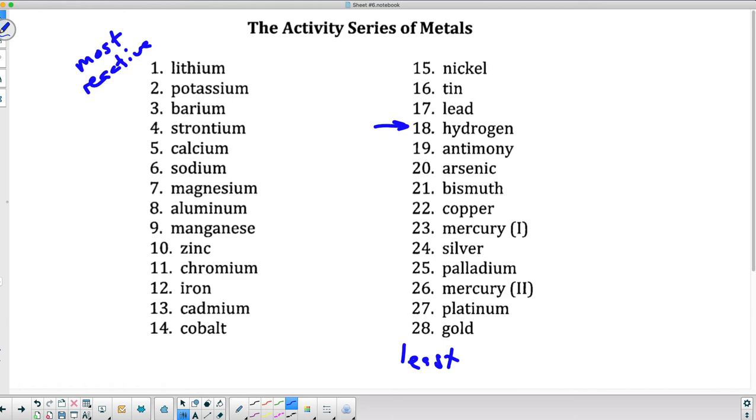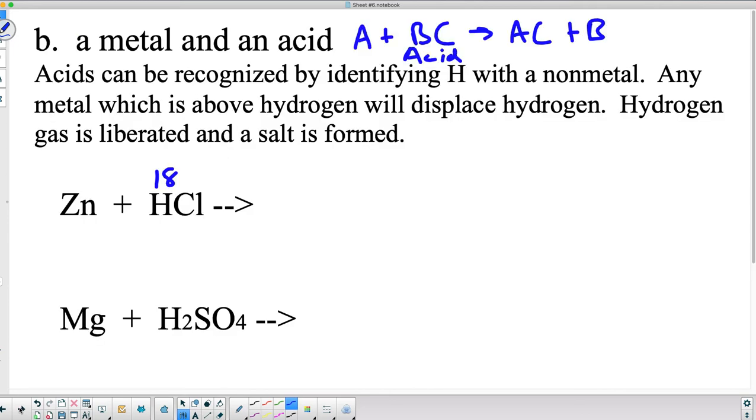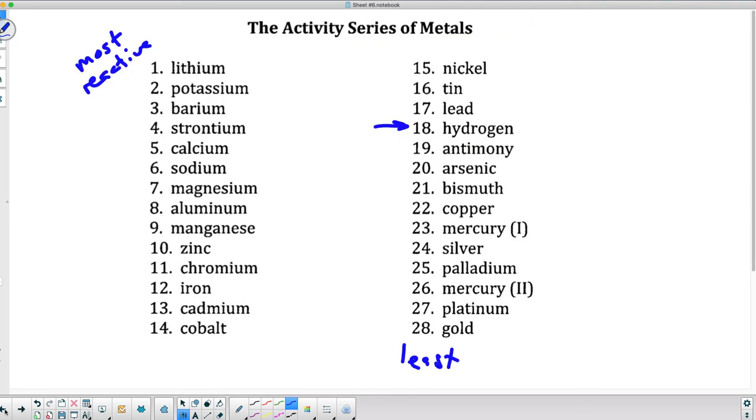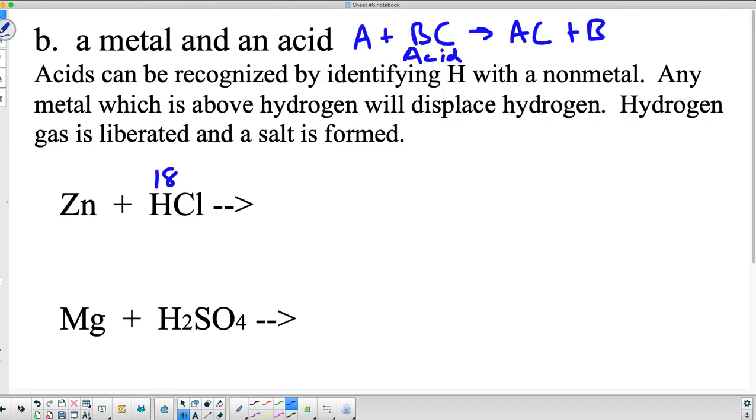So any of those that are above hydrogen, from lithium onto lead, from 1 to 17, are going to react with acid, and those that are below, antimony down to gold, will not react with acid. That's the only difference. So it doesn't mean really anything different. So zinc, I forgot to check where zinc is. Where's zinc? Zinc's number 10. So zinc at number 10 is going to react with acid.